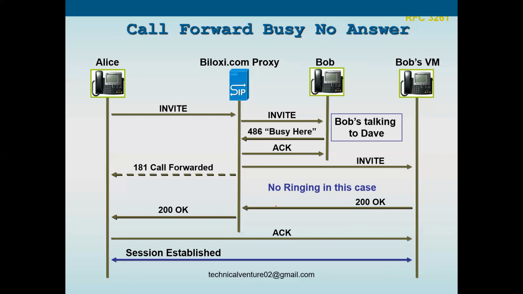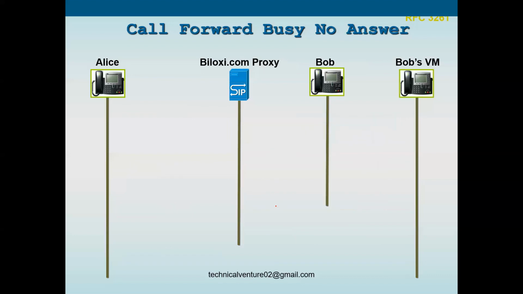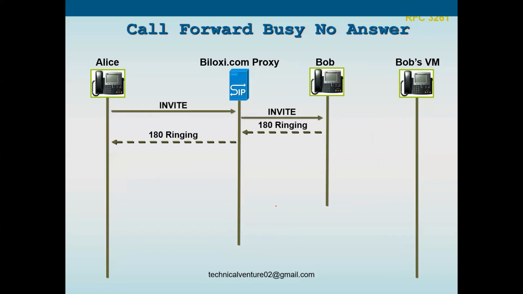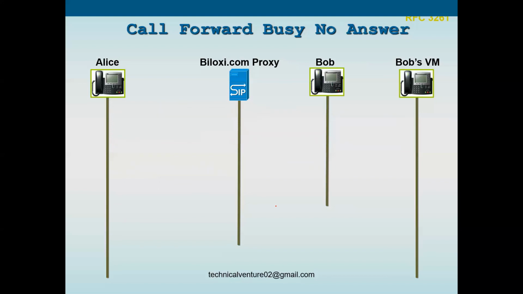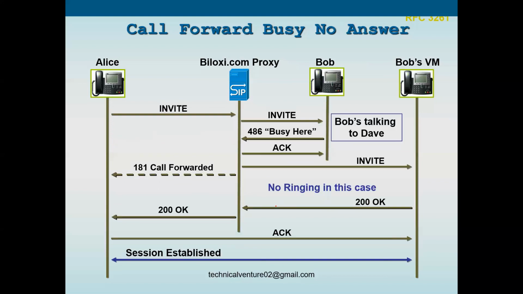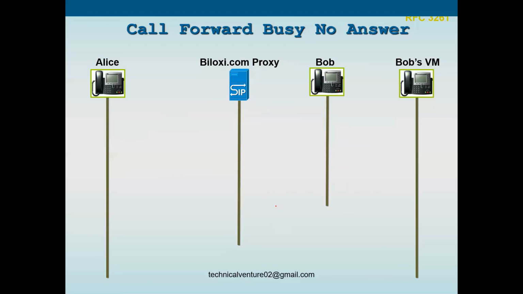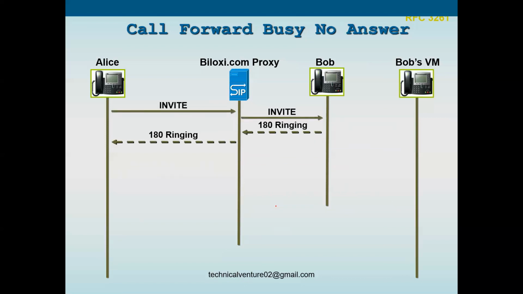Like you can see, it is written here, no ringing in this case. Now there's another example. Same invite message from Alice to proxy, proxy to Bob. In this case, Bob is not answering the call. In the previous slide, Bob was talking to Dave. But in this example, Bob is not talking to someone else. Bob is just not answering the call.